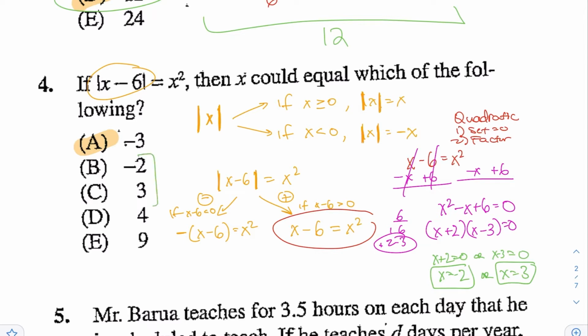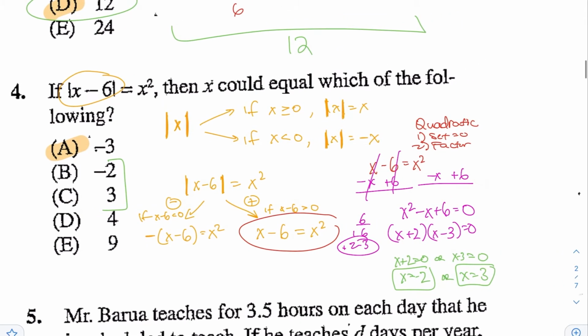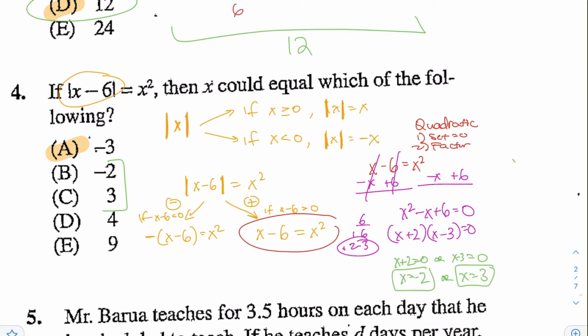So we see both of these answers here, so let's substitute back in to check. To check your work, you have to substitute back in. So if x is equal to negative 2, then the absolute value of negative 2 minus 6, you want to see if that's equal to negative 2 squared. So negative 2 minus 6 is equal to negative 8. So the absolute value of negative 8 turns into positive 8. And negative 2 squared is equal to 4. So 8, of course, is not equal to 4. So negative 2 doesn't work.